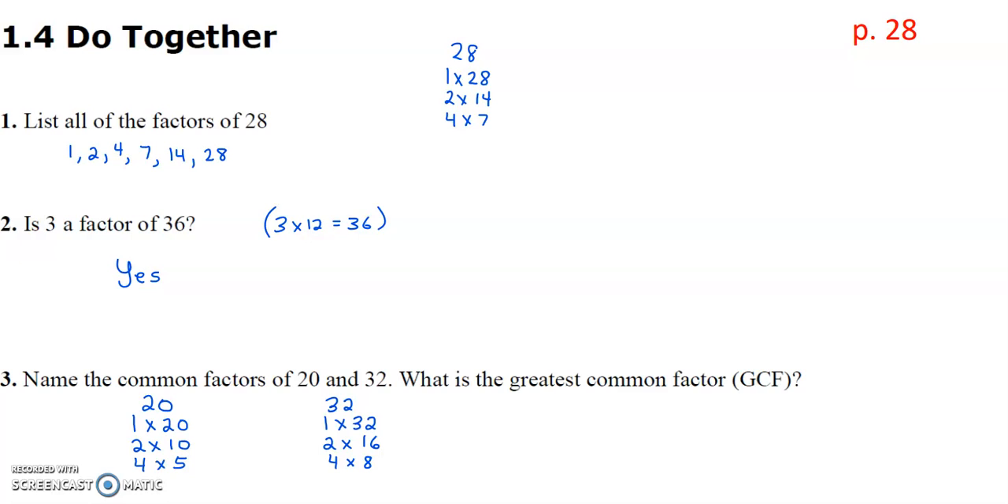So which ones do we have in common? I'm going to circle them. We have 1, 2, and 4. They're the same. That's it. So the greatest common factor is the biggest one, and that's going to be 4. That's our greatest common factor.